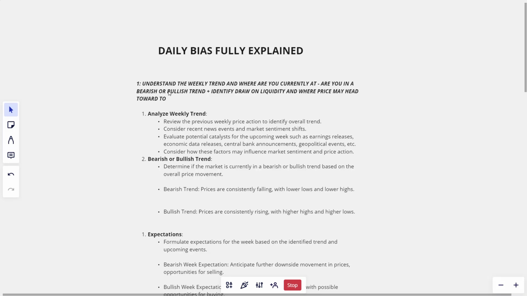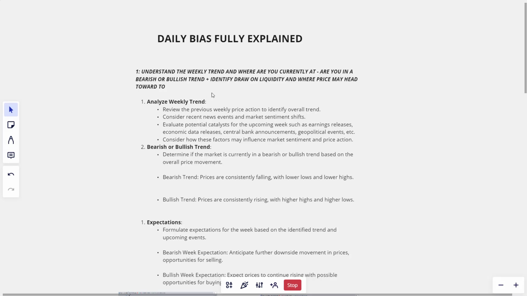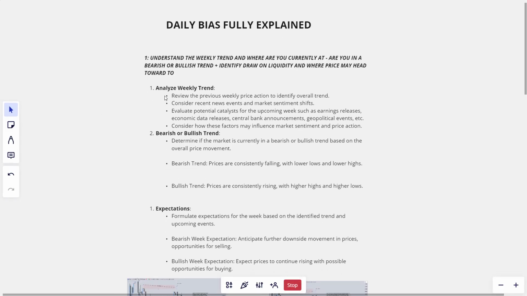Are you currently in a bearish or bullish trend? Slash, we're going to understand the draw on liquidity and where price may head toward. With us understanding the draw on liquidity, it positions us every single day to understand exactly where price is drawing to and where price is currently heading to. We always stay in line with the higher time frame order flow, because if we are in line with the higher time frame order flow, we can execute on the lower time frame way better and way more precisely. So first right here, just some notes.